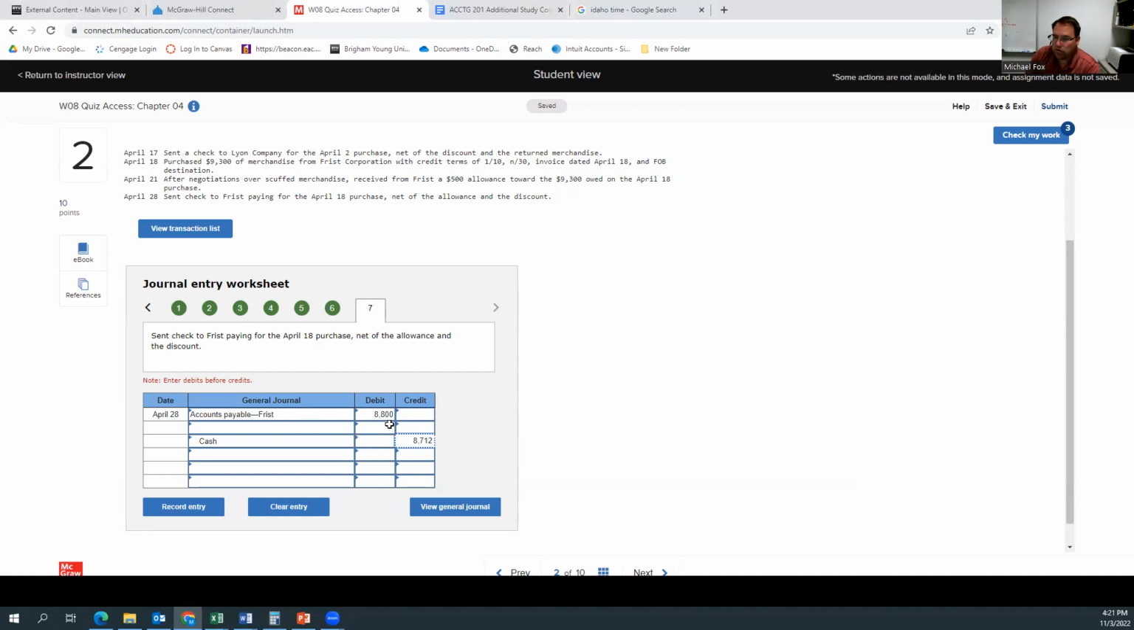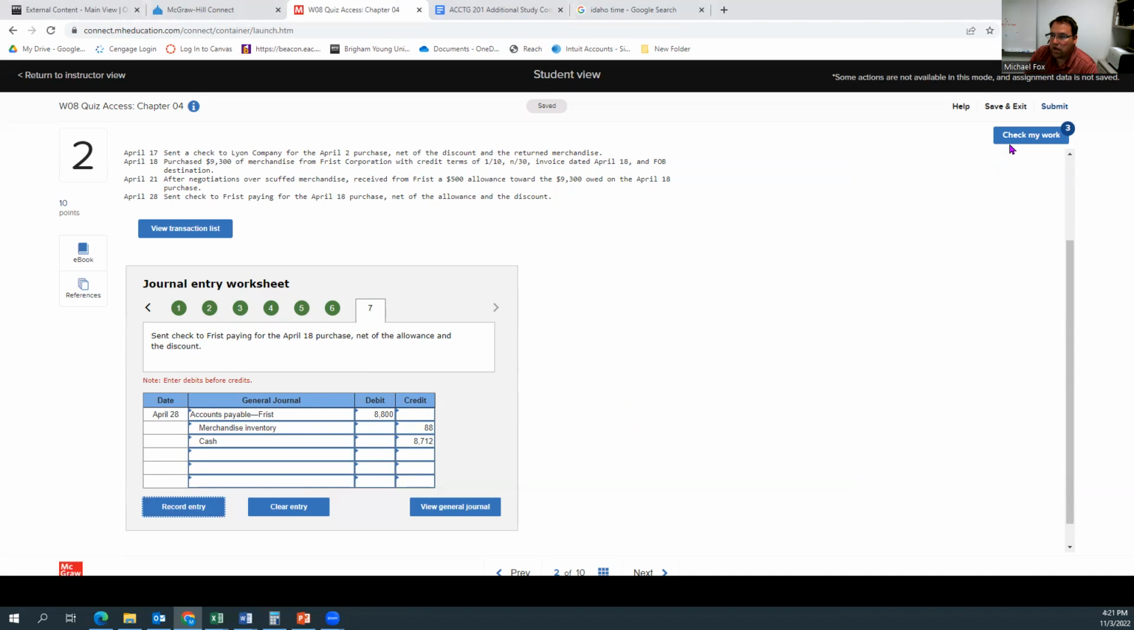And then the difference between these two would be the amount of discount we got, which in this case looks like it is $88, which is 1%. And that's going to be another decrease to our cost. So we're going to credit it to merchandise inventory.